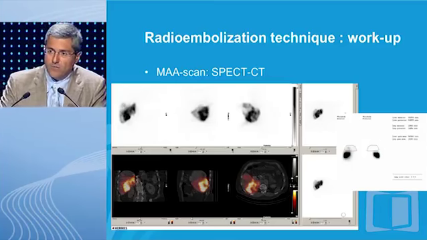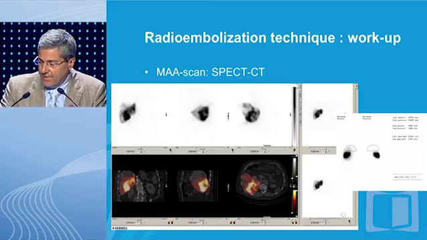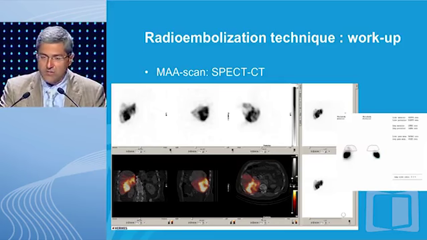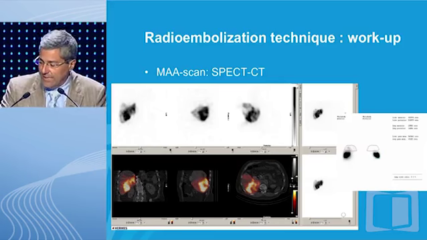And this is then the work of our nuclear physicians. They do the MAA scan, which is nowadays a SPECT CT. They look if there is a good matching between your PET-CT and the technetium. They also look for non-target embolization, because sometimes we do not see these small vessels. And then they also calculate the liver-lung shunt. If this shunt is above 10%, then we have to reduce the dose. If the shunt is above 20%, then we cannot perform the procedure because of increased risk of radiopneumonitis.